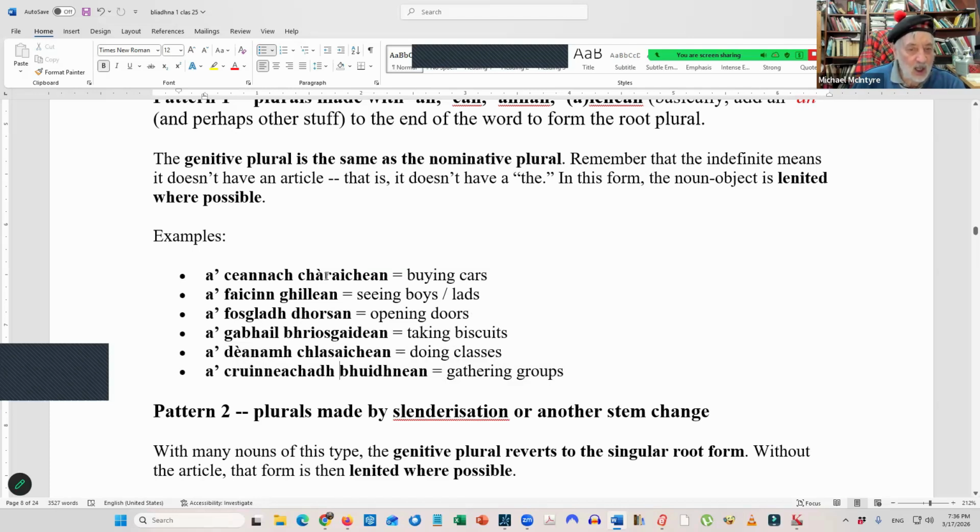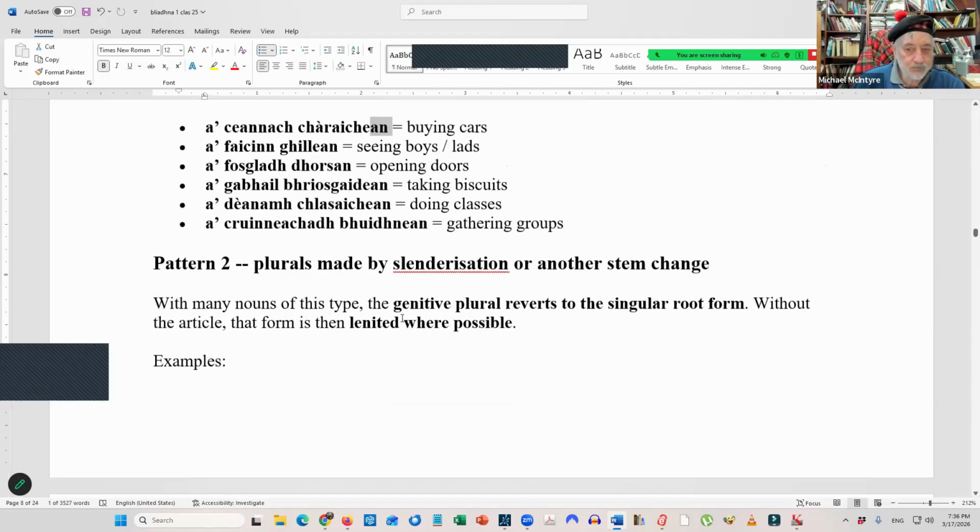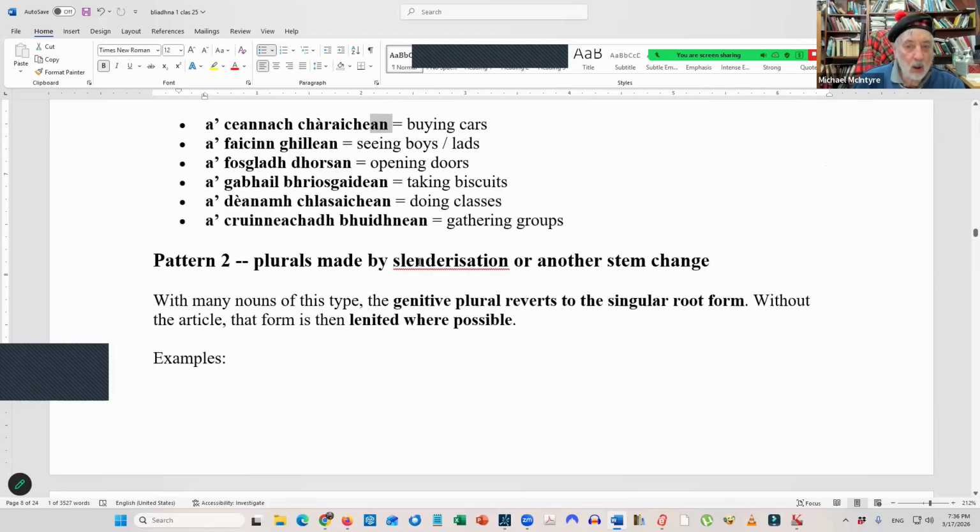So notice these all have the -an ending. Now plurals made by slenderization or other stem changes. In accordance with the genitive rule that we learned, the genitive plural for these that don't take an -an ending, we go back to the singular, but they're still lenited.